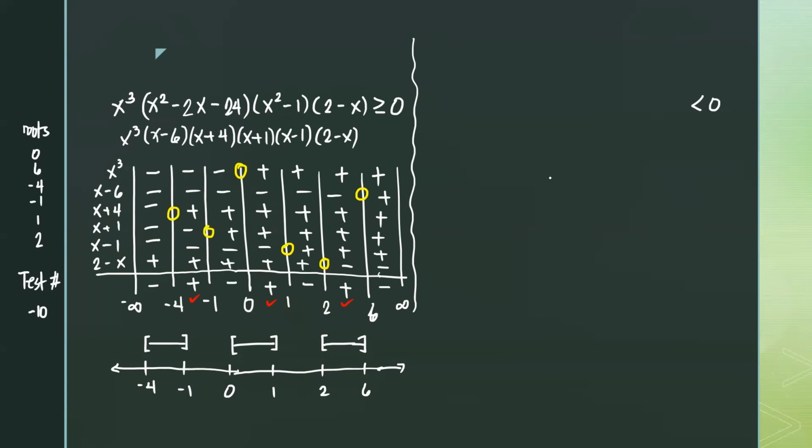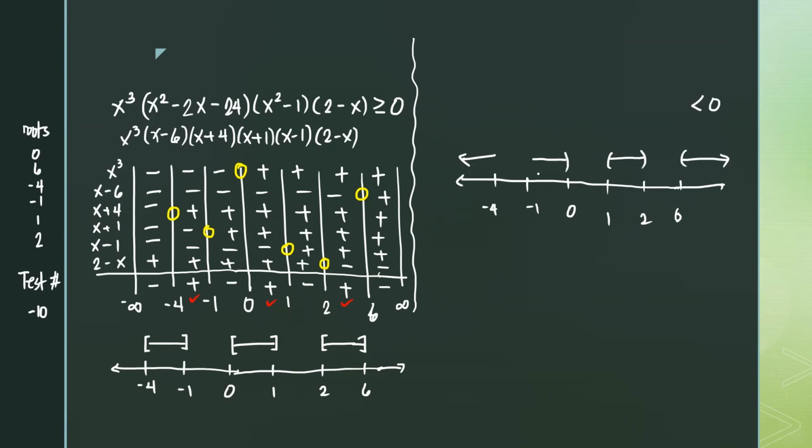All right. What about if it's less than 0? Let's plot. If it's less than 0, -1, 0, 1, 2, and 6. So it should be the negatives. -4 onwards, -1 up to 0, 1 up to 2, 6 onwards. Pero since it does not have an equal sign, it should be all parentheses.